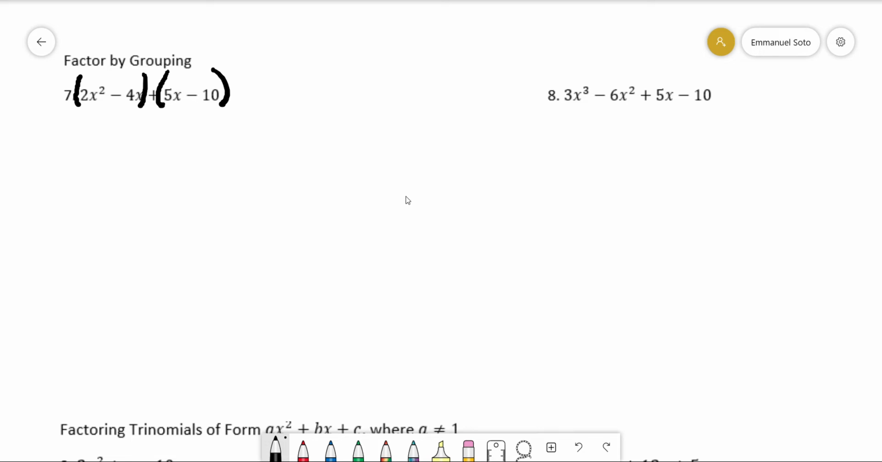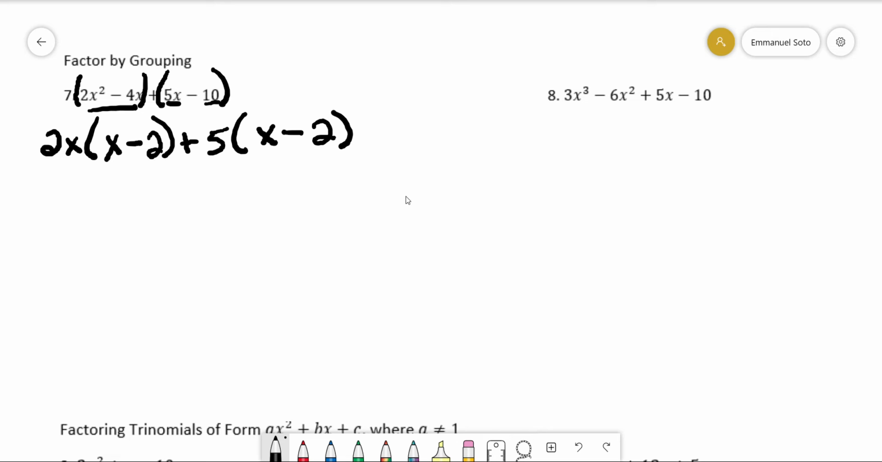Alright, so in this case, what can we pull out of the first group? From the first group, we can pull out a 2, because you can pull out a 2 from 2 and a 2 from 4. We can also pull out 1x. So we can pull out a 2 and an x. And we have 1x left over, we have a 2 left over, negative 2, and we have no x's left over because we pulled out an x. We can pull out a 5 from 5 and 10, so plus 5. 5 times x is 5x, 5 times negative 2 is negative 10.